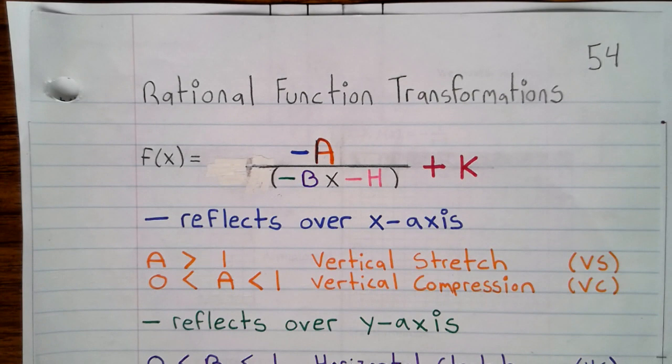Rational function transformations on page 54. f of x equals negative a divided by parentheses negative bx minus h, plus k, where the negative in front of the a reflects over the x-axis. When a is greater than 1, vertical stretch. When a is greater than 0 but less than 1, it's a vertical compression.